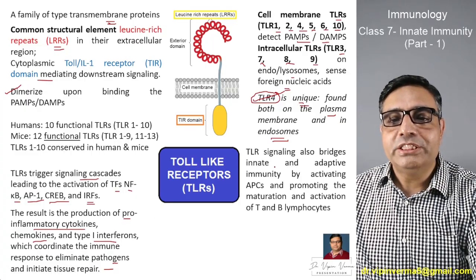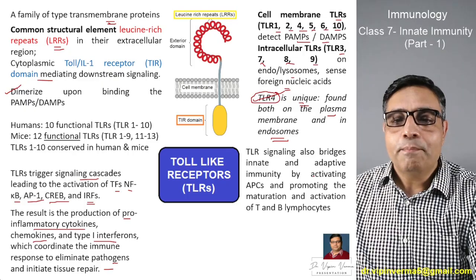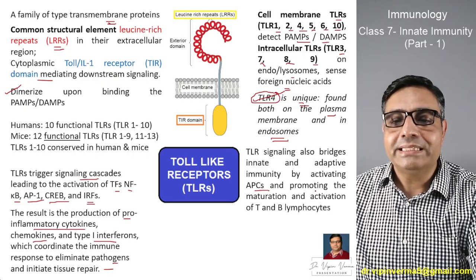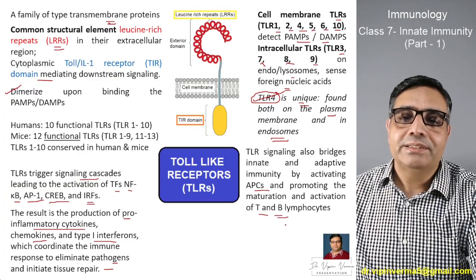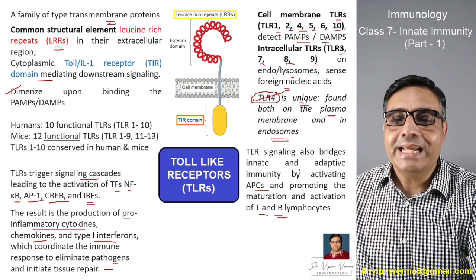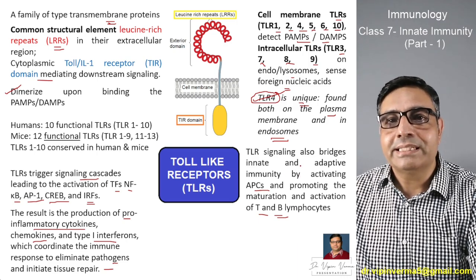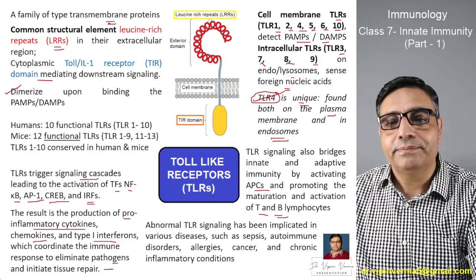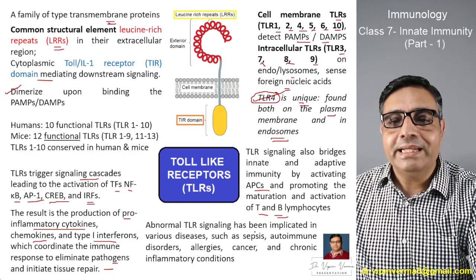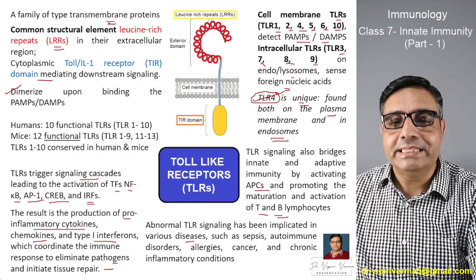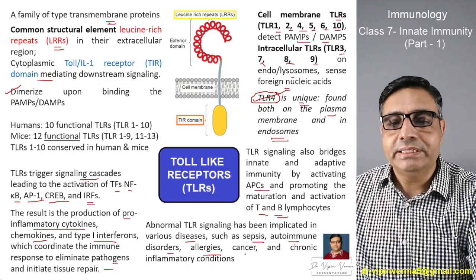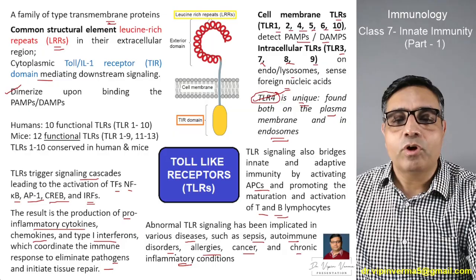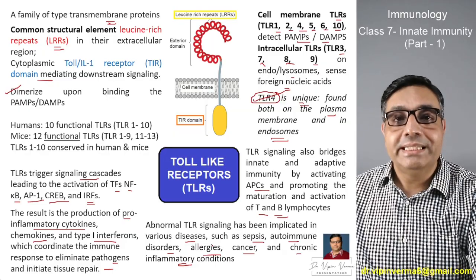TLR signaling also bridges innate and adaptive immunity by activating antigen presenting cells and promoting the maturation and activation of T and B lymphocytes. Again, it is an example of cooperation. Abnormal TLR signaling has been implicated in various diseases, for example, sepsis, autoimmune disorders, allergies, cancer, and chronic inflammatory conditions.